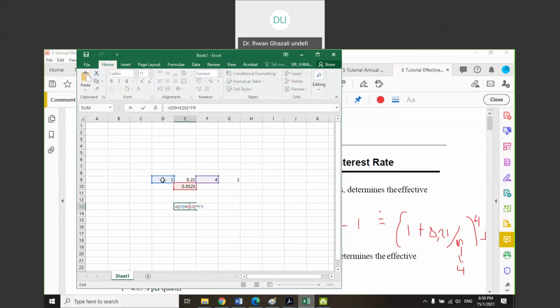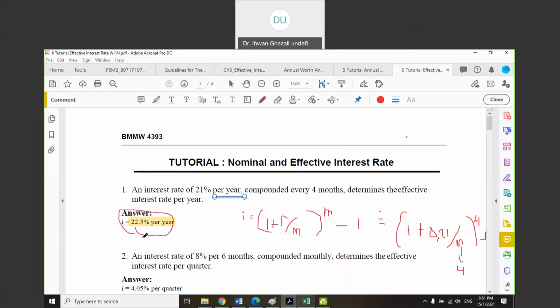1 plus 0.21 over 4 will be 0.05, to the power of 4. And then minus 1, and the result will be 1.22. Then we do minus 1, it will be 22.7%. The result is almost the same, 22.5%.